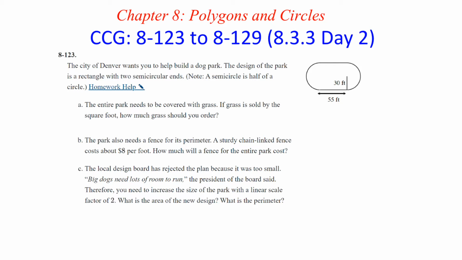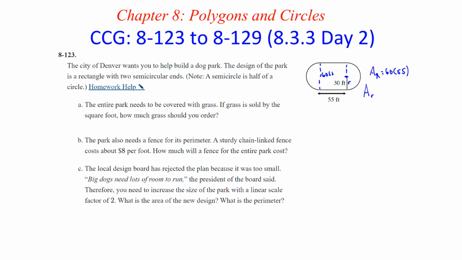All right, so we have the two semicircles, which would actually create one full circle. So you can find the area of the circle, and then you can find the area of the rectangle to figure out how much we need to cover in terms of the grass. So we have 30 feet up into this point, so that's the radius of the circle. And so then this total distance is 60 feet by 55 feet. So we can find the area of the rectangle. That would be equal to 60 times 55.